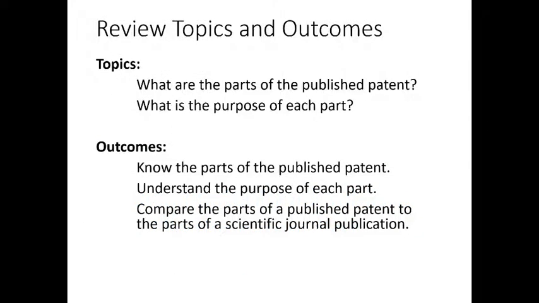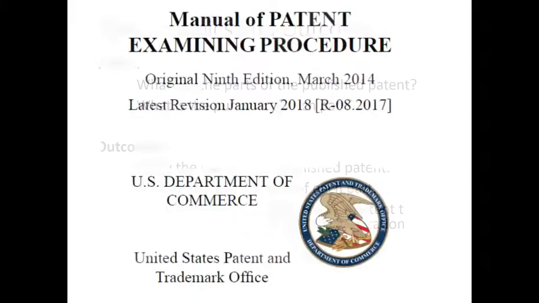So, reviewing our topics for today, we were to talk about the parts of the published patent and the purposes of each part. Hopefully you know a little bit more about the parts of a published patent than you did before, and you can relate these parts and their purposes to the parts of a journal publication. If you want to know more about the parts of a patent, the definitive source is the Manual of Patent Examining Procedures put out by the USPTO, and you can find this on the uspto.gov website.